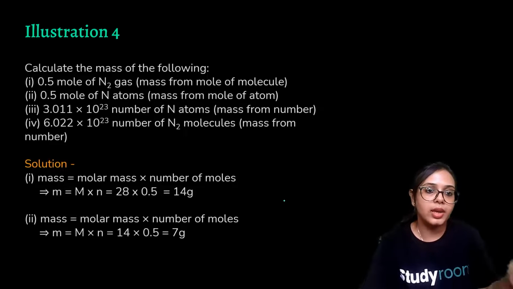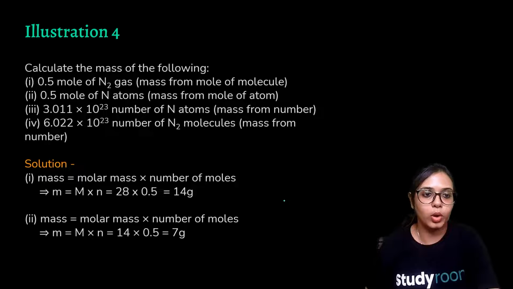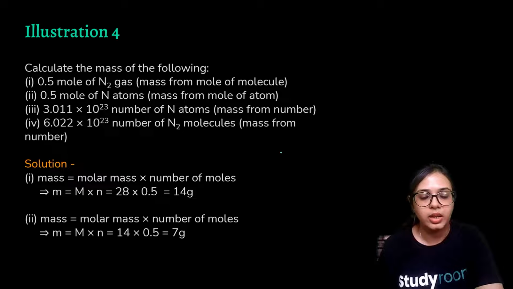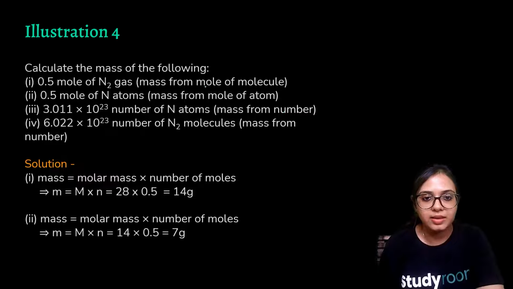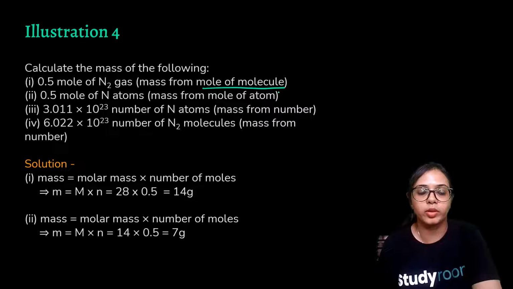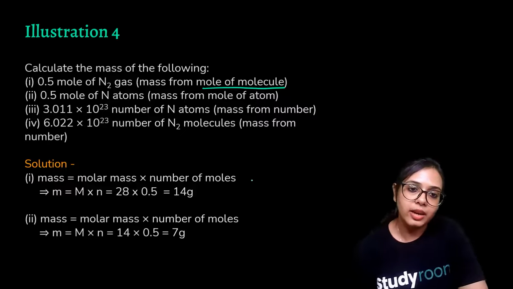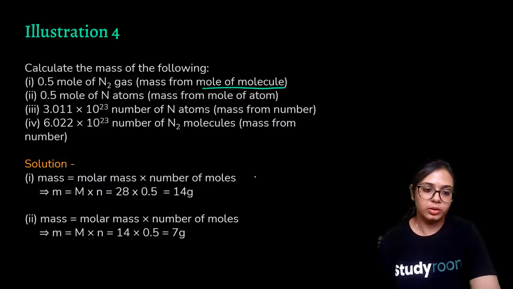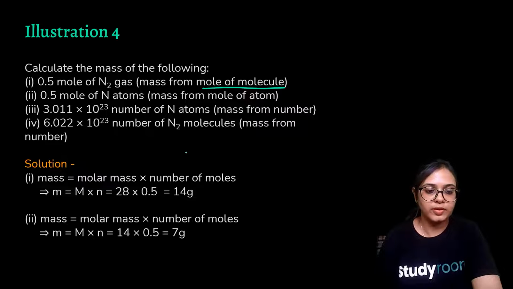Illustration 4. Calculate the mass of the following. 0.5 mole of nitrogen gas you have to calculate, and the mass is taken from the reference of the mole of the molecule. Okay, so we have to calculate the molar mass in respect to the molecule. So we have been given the mole and we just have to calculate the mass. So let's first of all calculate the molecular mass of nitrogen. Molecular mass of nitrogen is 28.